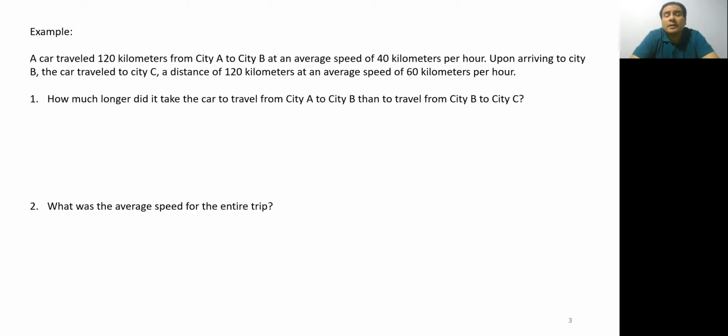A car traveled 120 kilometers from city A to city B at an average speed of 40 kilometers per hour. Upon arriving to city B, the car traveled to city C, a distance of 120 kilometers, at an average speed of 60 kilometers per hour. The question says, how much longer did it take the car to travel from city A to city B than to travel from city B to city C?